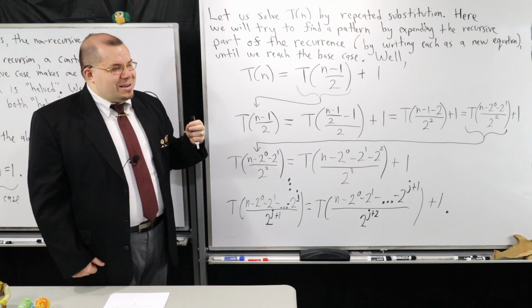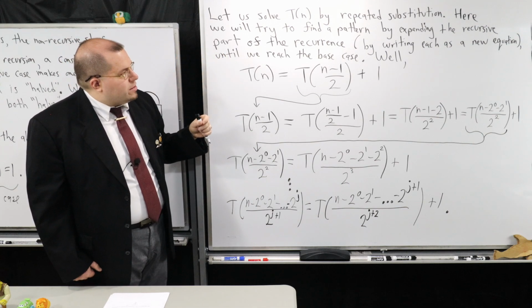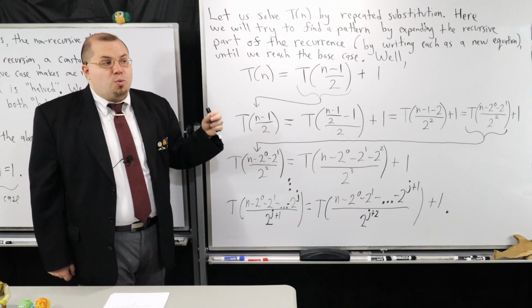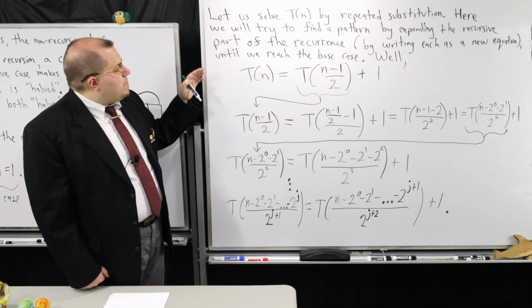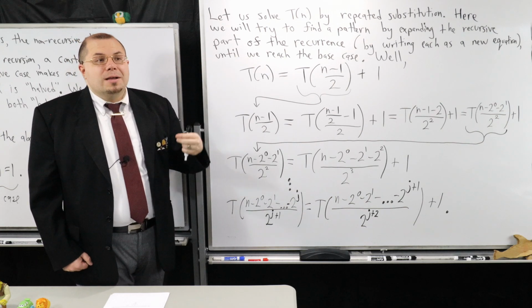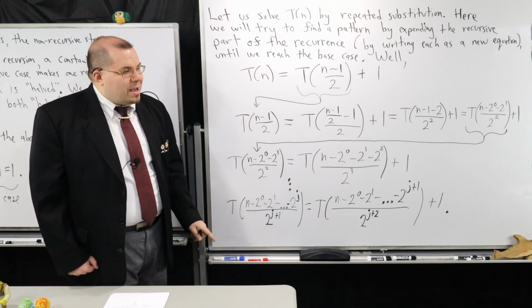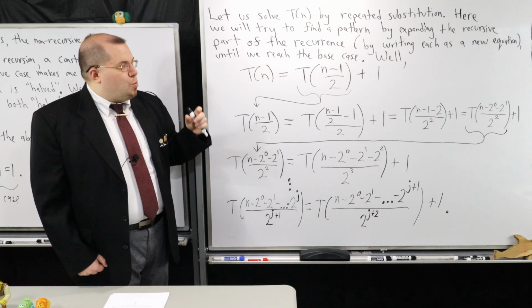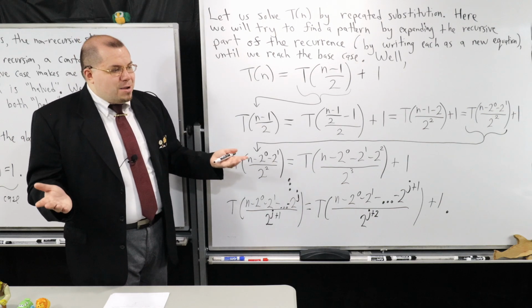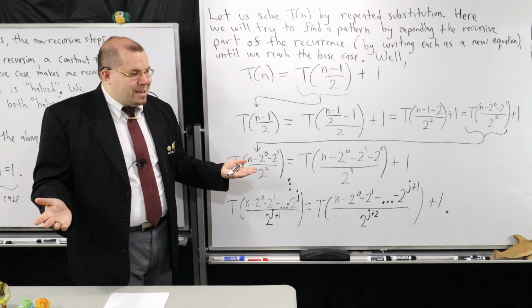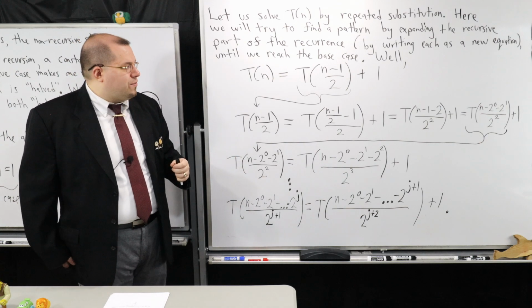Now, what I'm going to do here with you is try to find a pattern by expanding the recursive part of this recurrence, writing a new equation each time. I want to keep track of how many equations I write down, and I'm going to do this until I reach the base case. I'm going to have to study what the input of each one of these calls looks like, and the goal will be to figure out when the input becomes 0. This won't necessarily be the way you apply repeated substitution in other circumstances, but I will argue that this is one of the trickier ways of doing it, so I wanted to illustrate it for you.